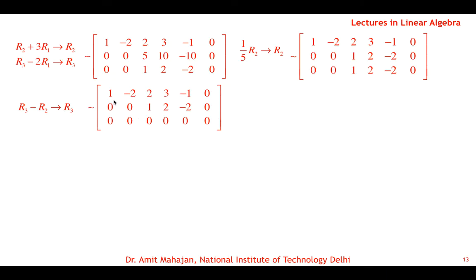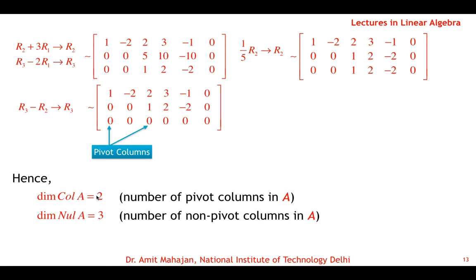Now we know that there are 2 pivot columns and there are 3 free variables. This first and third is a pivot column, so definitely the dimension of column space A is 2, because there are 2 pivot columns, and there are 3 free variables. Remember, this is not considered because the right hand side of the homogeneous system is zero. So there are 3 free columns or 3 free variables. So the dimension of null space A is 3. That means we are going to add 3 vectors in the basis for null space A. So the dimension of column space A is 2, the number of pivot columns in A, and the dimension of null space A is 3, the number of non-pivot columns in A.